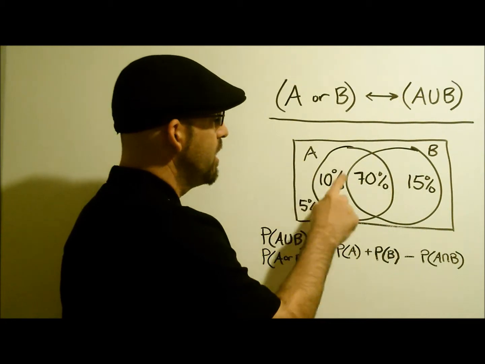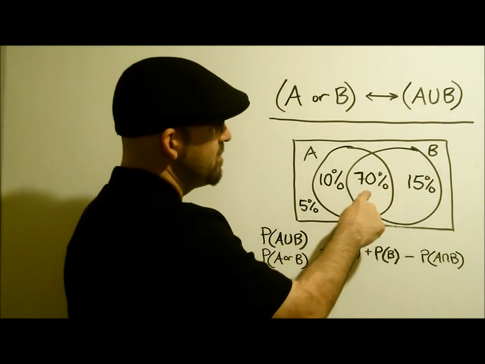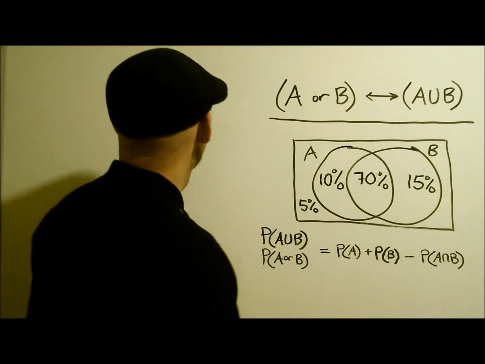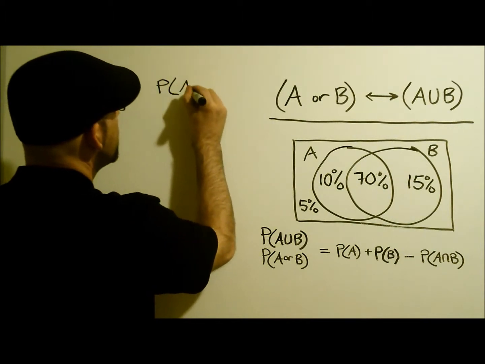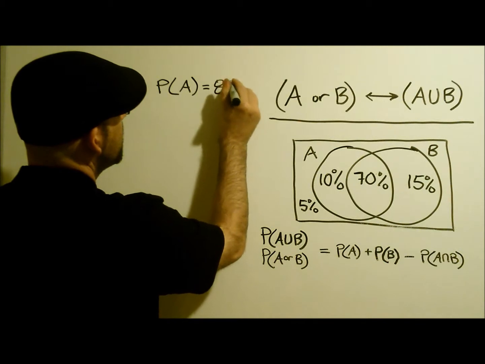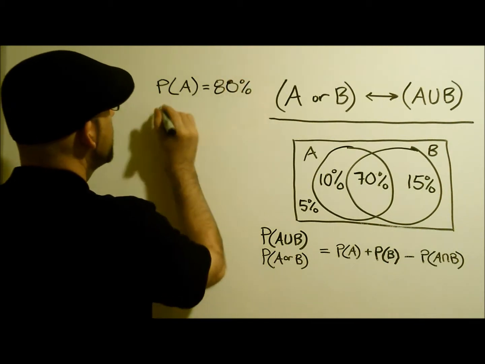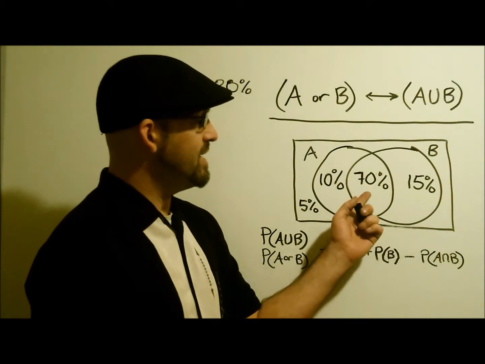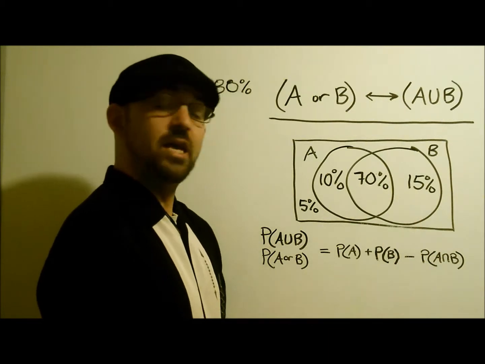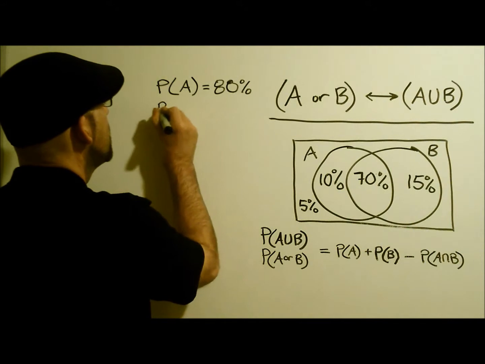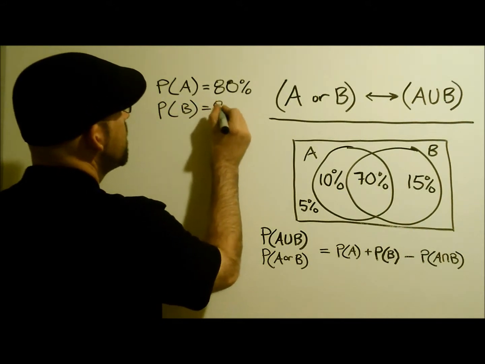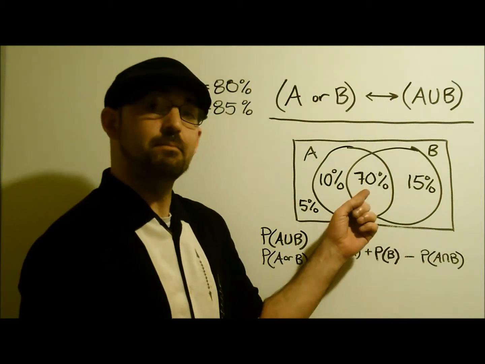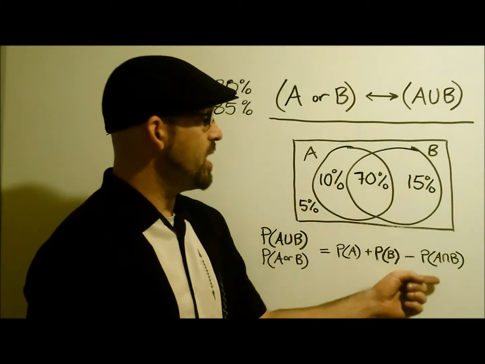The probability of A, well, is 10%, but another 70% right here. So probability of choosing A would be 80% altogether. Let's write that down. Now the probability of getting a B, well, it's the same 70% plus another 15%, equaling 85%. Notice that we added the 70% twice, but to get the probability, we have to subtract it one more time.